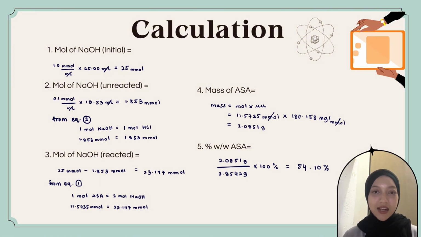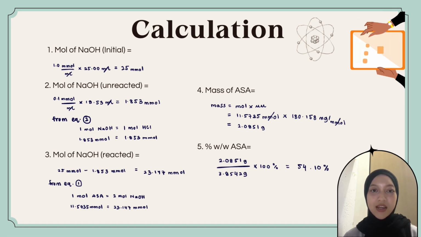The mass of ASA is calculated by multiplying the moles of ASA, 11.5735 millimole, by its molar mass, 180.158 milligram per millimole, resulting in 2.0851 gram of ASA.